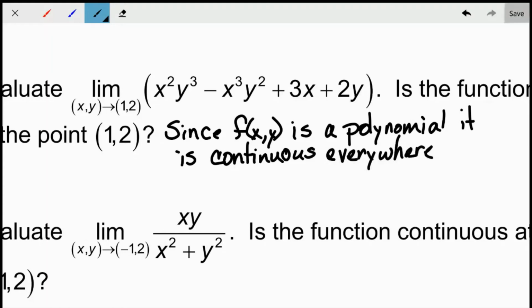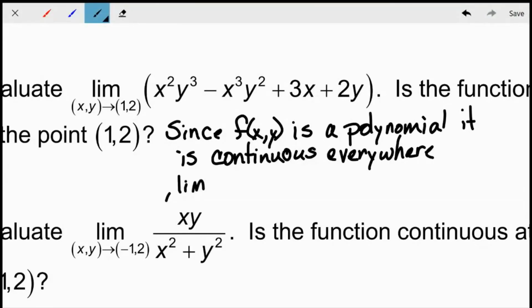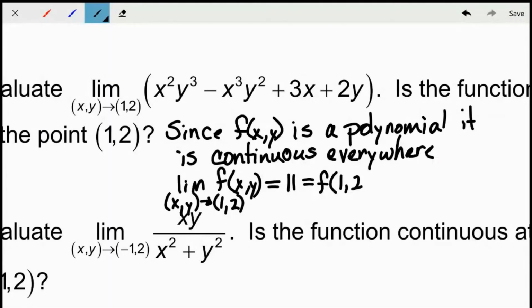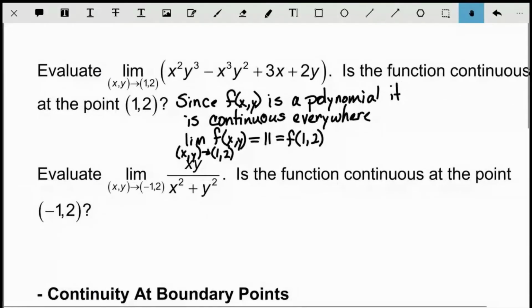Well, if I want to evaluate the limit, remember I said we can only evaluate the limit if we know the function's continuous. Well, now if I want the limit as xy approaches 1, 2 for this function, and I'm just going to write it as f of xy, that would be equal to, just plug in 1 for x and 2 for y, and you'll see that you get 11, which is the same as f of 1, 2. And that's because it was continuous, we knew the limit had to exist.